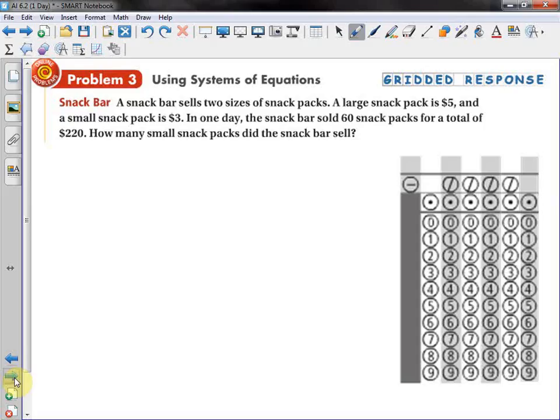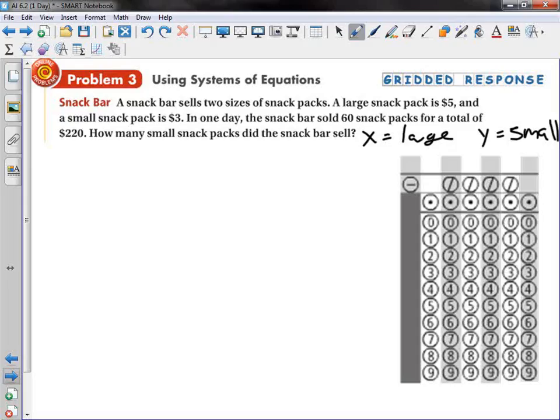Well, we've been dealing with systems of equations, which is 2 equations with 2 variables. Right? So it's always nice to know what my variables are. My 2 variables are going to be the large snack pack, which I'll call x, and then y will be my small. Now you could choose any variables. You could use L and S if you wanted to, or any variables that you like. I'm going to use the x and y.